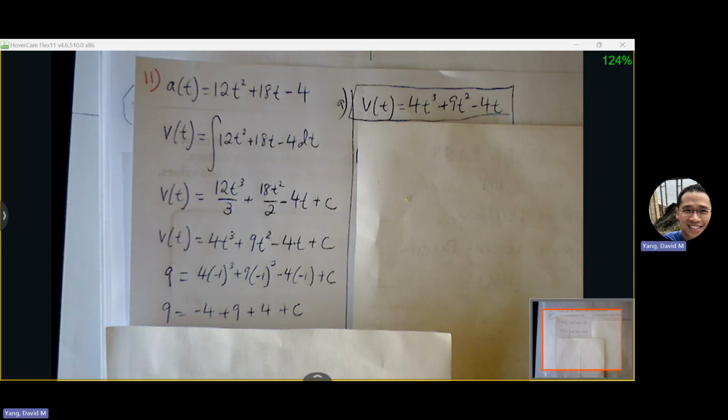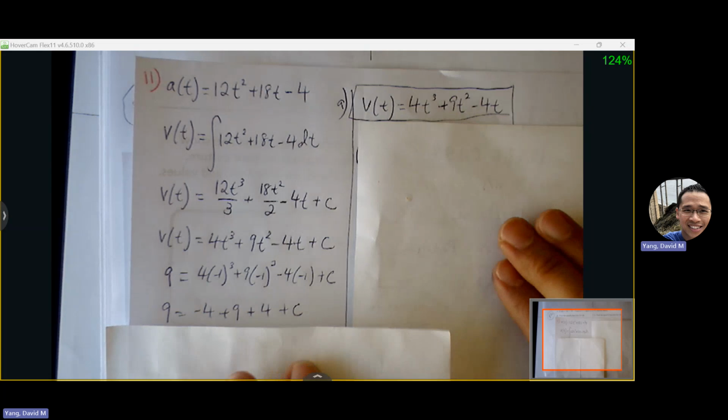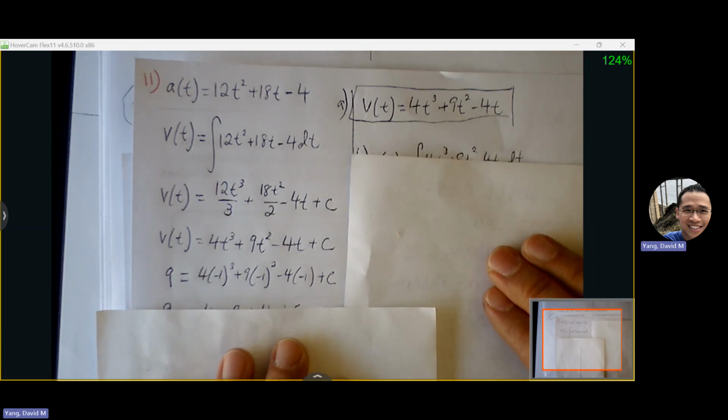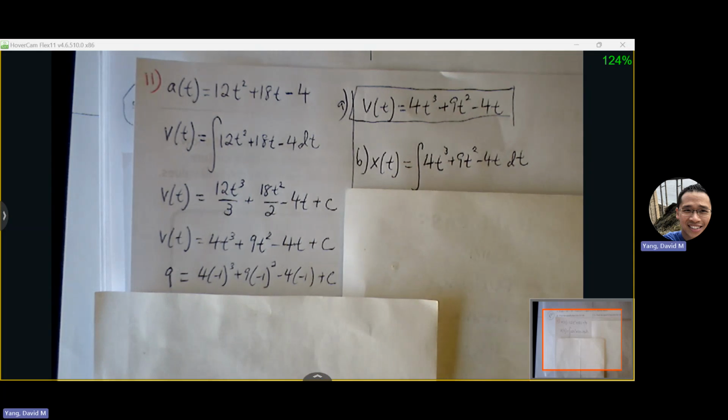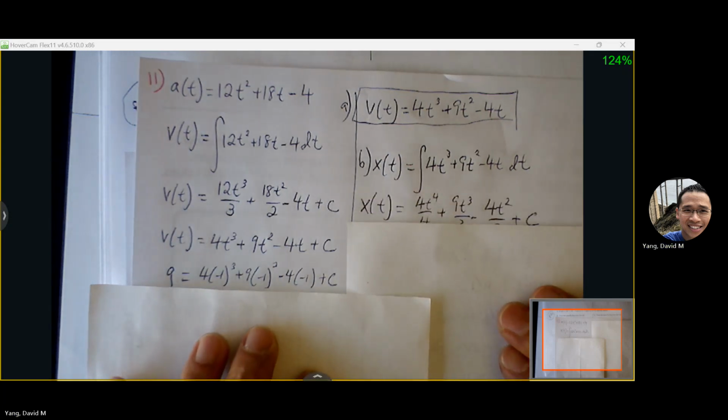So now we have to do this process again because we're trying to get up to position. If I want to get to position, my position function is just the integral process of my velocity. So I'm just setting up what I want to do. The integral of that expression will result in my position. Go through power rule again. Another plus C will show up.